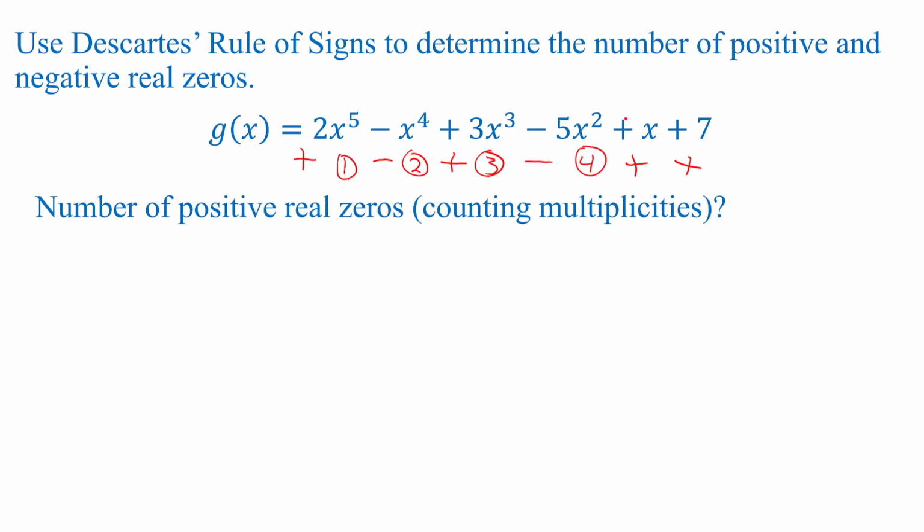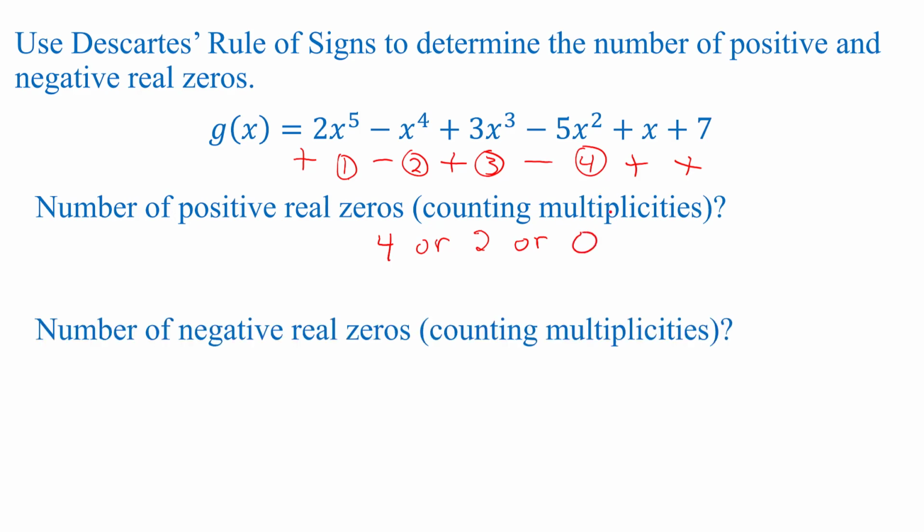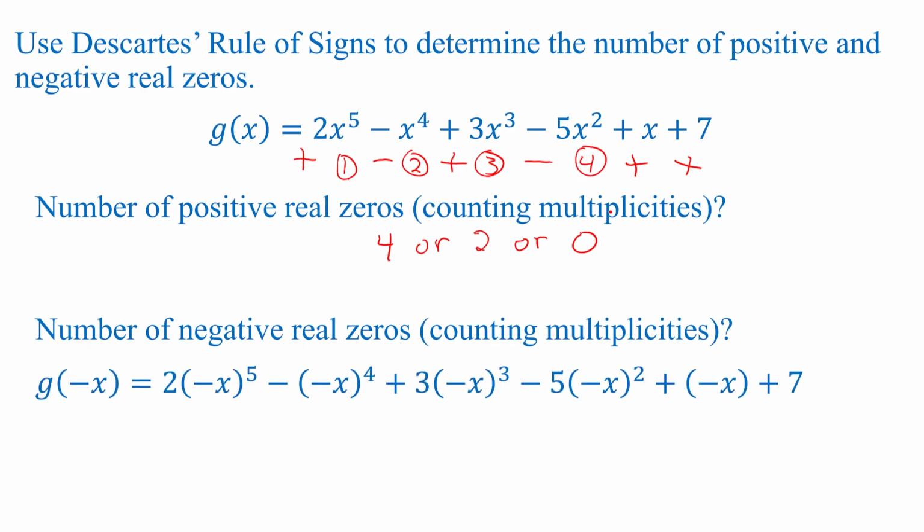So the number of positive real zeros, counting multiplicities, would be 4, or 4 minus 2 is 2, or 2 minus 2 is 0. Okay, so now for the number of negative real zeros here, counting multiplicities, we find g of negative x. For g of negative x, we just replace x with negative x in parentheses, and then we simplify to get g of negative x equals negative 2x to the fifth minus x to the fourth minus 3x cubed minus 5x squared minus x plus 7. And so it looks like we have one sign change here. And so the number of negative real zeros would be 1.